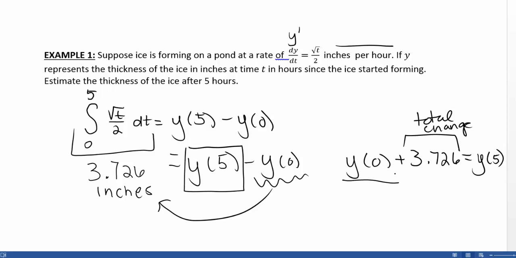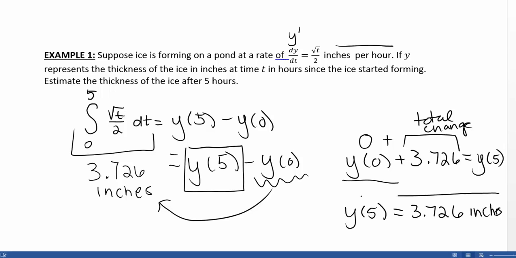So here the question is, do I know the thickness of the ice at time 0? Now, it's very reasonable here to assume that at time equals 0, the thickness was 0, because we're talking about when ice started forming. So since we can assume that initially that was 0, that tells me that y of 5 will have to be 3.726 inches. So the thickness of the ice at time equals 5 is just 3.726.